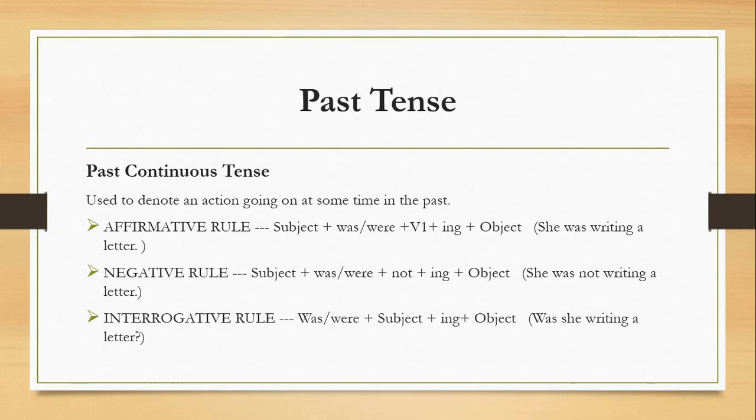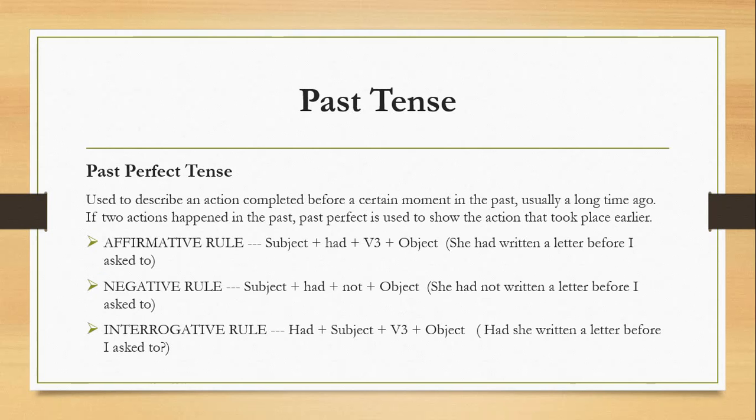In negative and interrogative, before ing, we have to add V1. Subject plus was or were plus not plus V1 plus ing plus object. She was not writing a letter. In interrogative, was or were plus subject plus V1 plus ing plus object. Was she writing a letter?